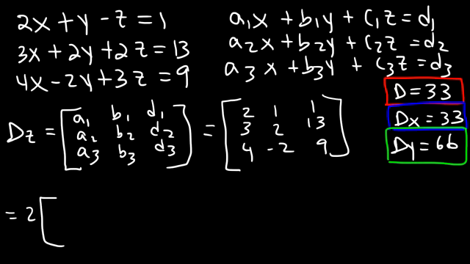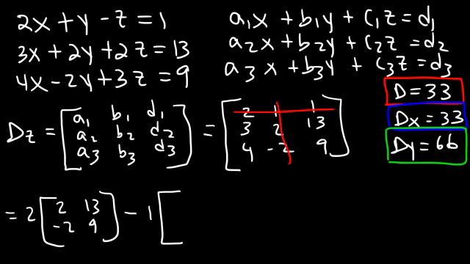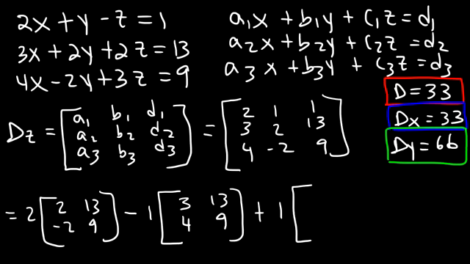So if we eliminate row 1, column 1, we're going to have 2, 13, negative 2, 9. And then minus the next number, which is 1. And then if we eliminate row 1, column 2, we'll have 3, 13, 4, 9. And then it's going to be plus 1. So let's eliminate row 1, column 3, and that's going to be 3, 2, 4, negative 2.